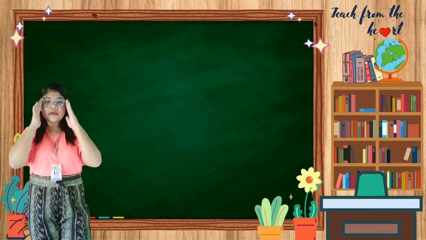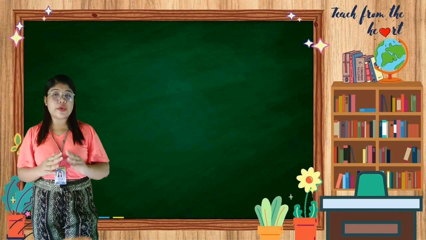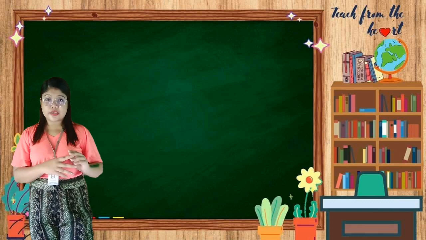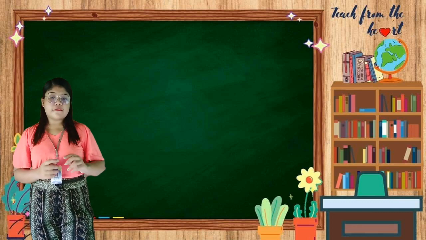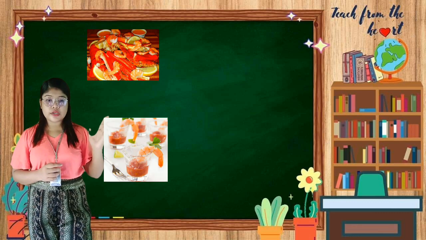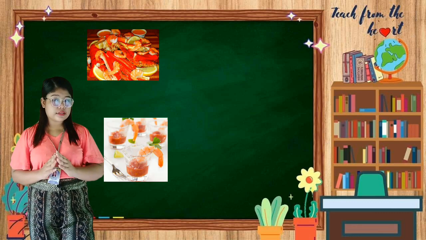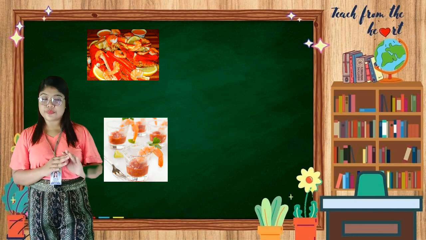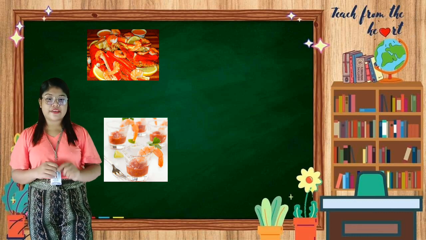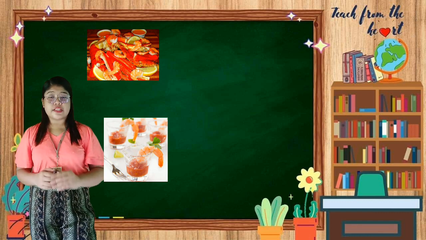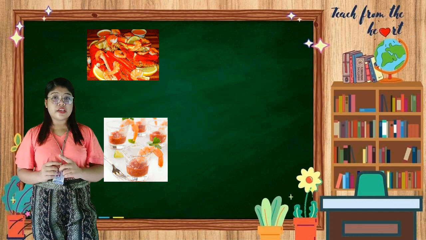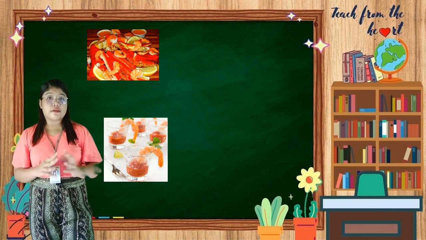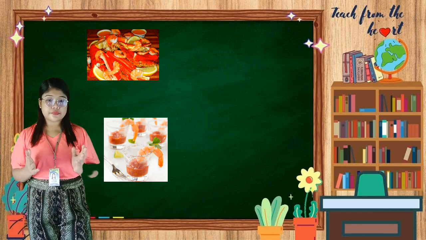So this time, I have some pictures and I want you to observe and define what you see. Okay class, from this picture, what have you noticed? What are your observations? Correct. Those are seafoods like crabs, lobsters, and shrimp. And also, there is juice from fruits.